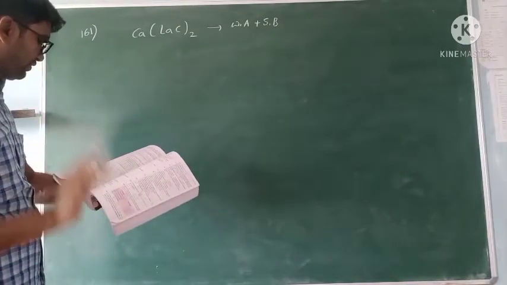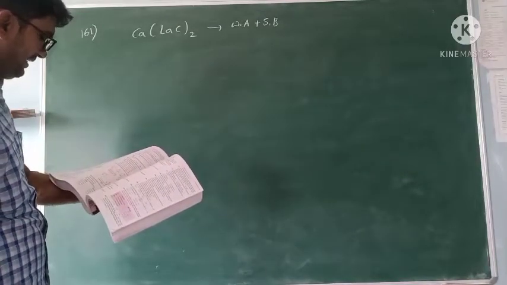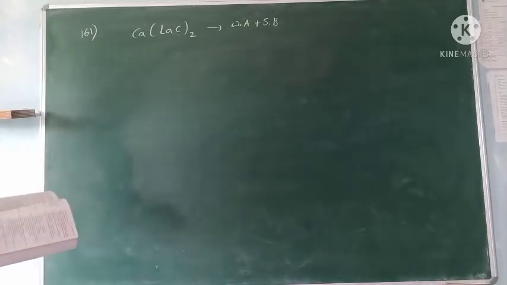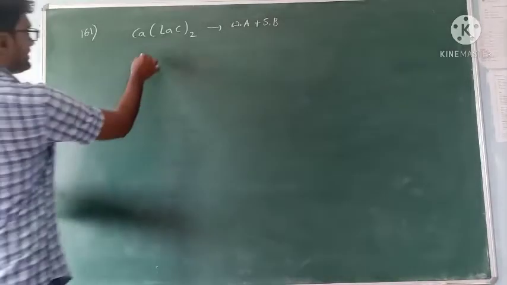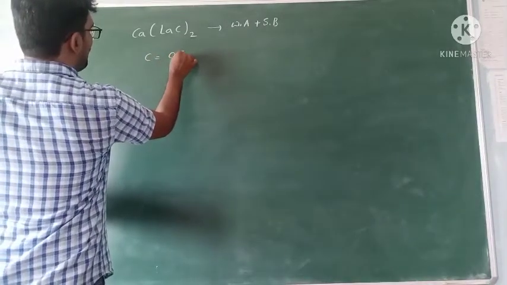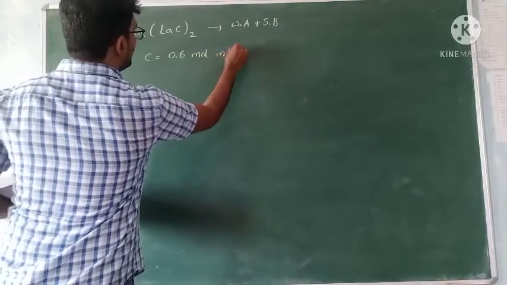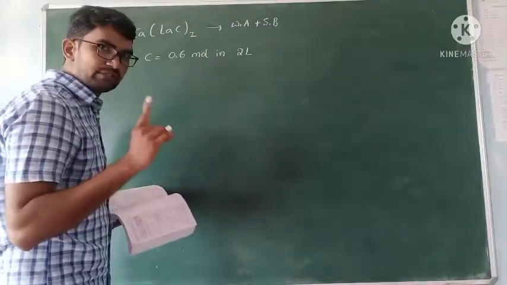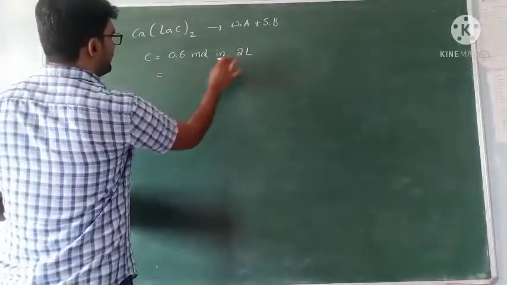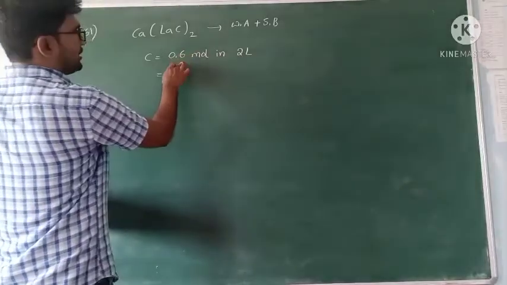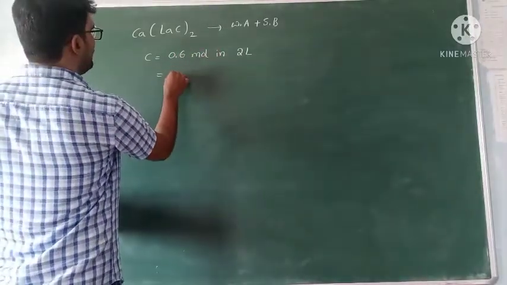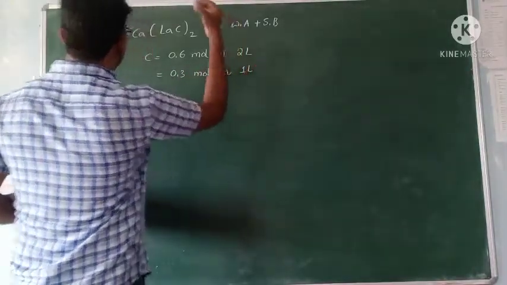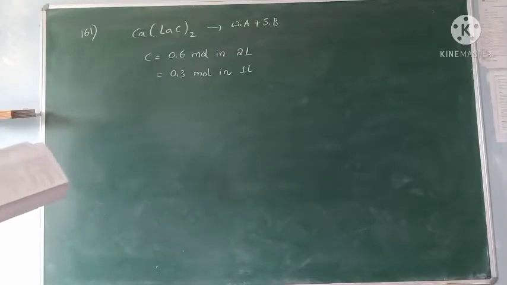A saturated solution of Ca(Lac)2 contains 0.6 moles in 2 liter solution. Here the volume is 2 liters, but any time we have to take only 1 liter. So this is 0.6 moles for 2 liters. For 1 liter, how much? Divide by 2, meaning 0.3 moles in 1 liter. This is the concentration.